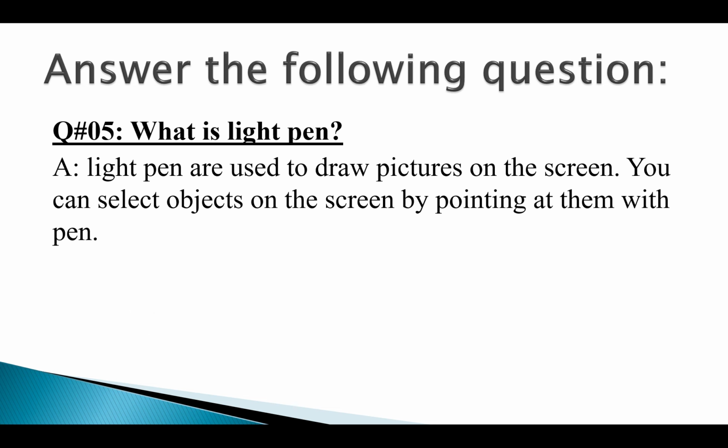Well, question number 5 is what is light pen? Answer is light pen is used to draw pictures on the screen. You can select objects on the screen by pointing at them with the pen. We use a light pen to draw pictures on the screen, or if you want to select an object on the screen, you touch that object with the light pen and select it.